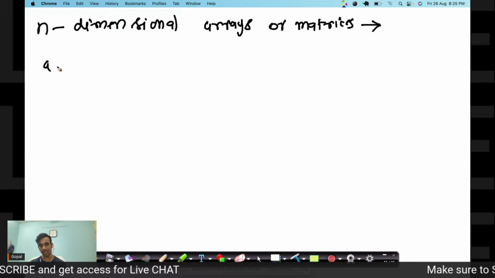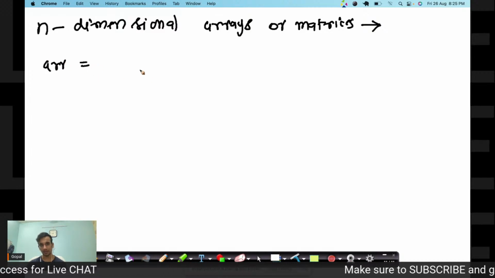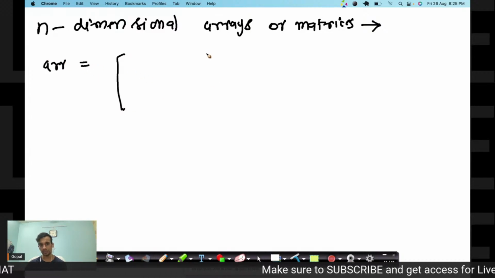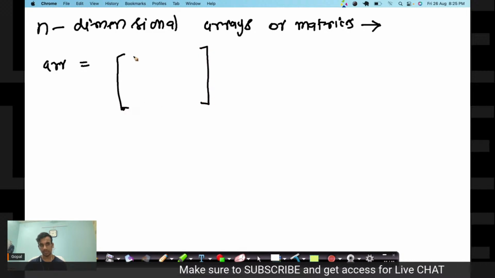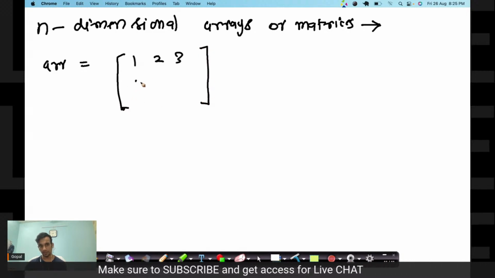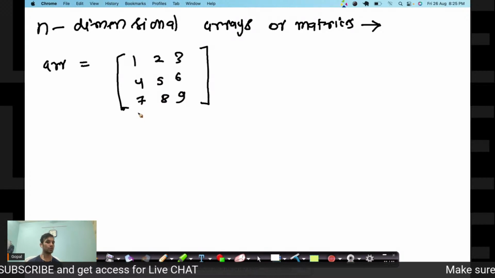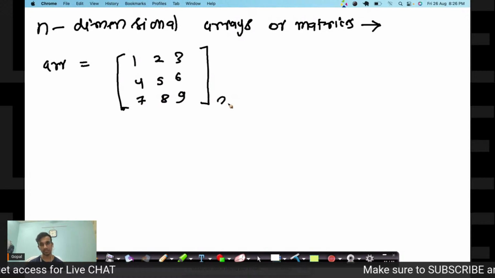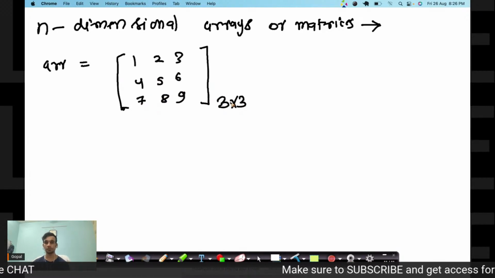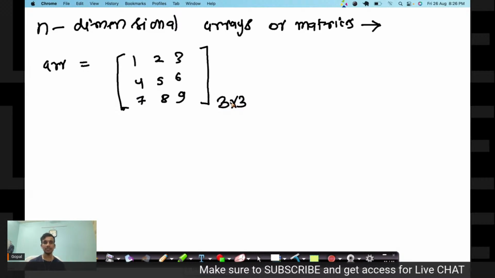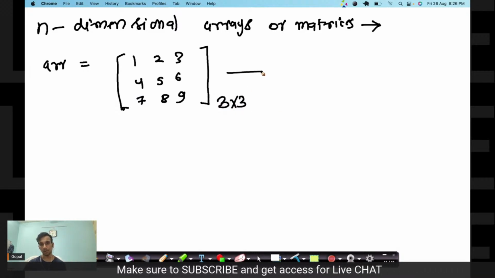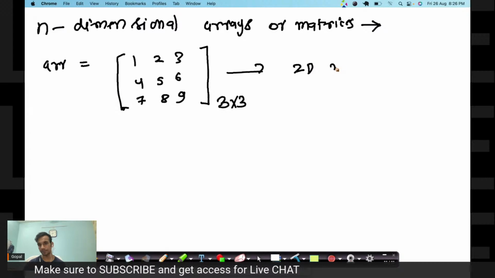Array A, or I can simply write here array. Let us say you have this here: 1, 2, 3, 4, 5, 6, 7, 8, 9. This is your matrix here. The order for this matrix is 3 cross 3. So when I write this 3 cross 3, this is your 2D matrix.